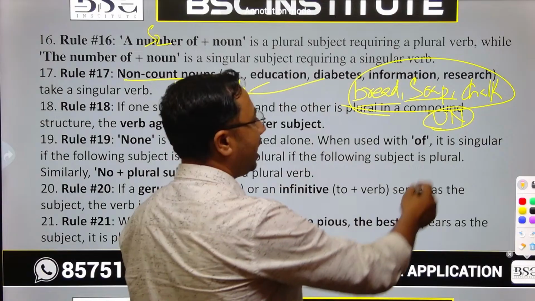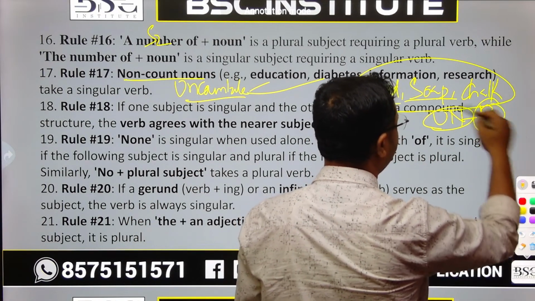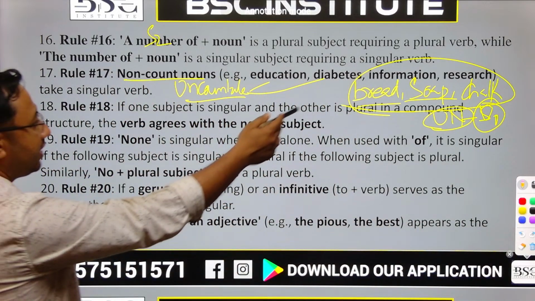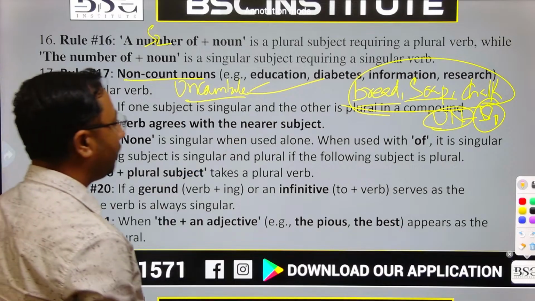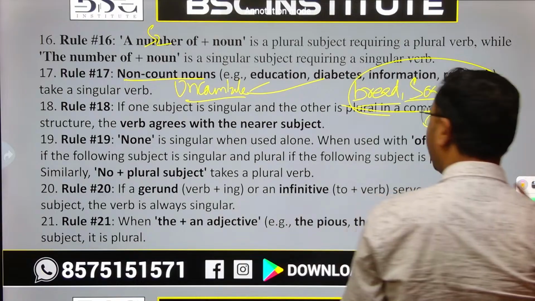And we know that for uncountable nouns we use a singular verb. So here some of the words are given: education, diabetics, information, research, and I have given some words: bread, soap, chalk. There are a number of words remaining.